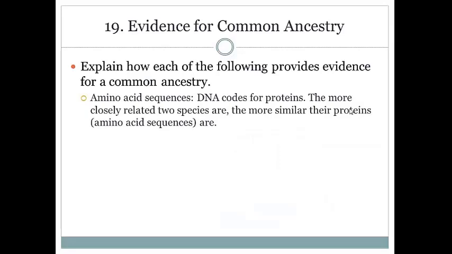Next one is about amino acid sequences. So DNA codes for proteins. The DNA gives us the amino acid sequence. So just the way that DNA shows how closely related two organisms are, so do amino acid sequences. So the more closely related two species are, the more similar their proteins, their amino acid sequences, are going to be.